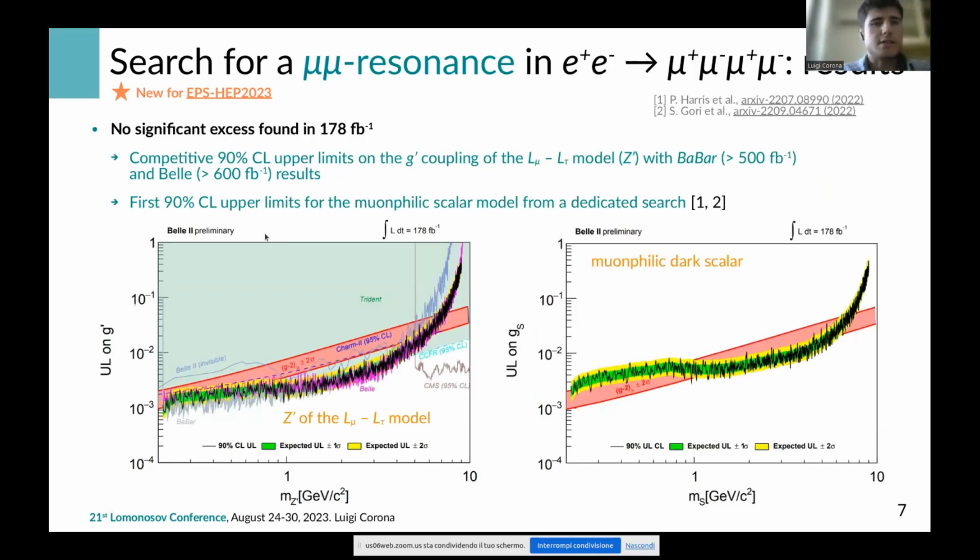Also in this case, we didn't find any excess in 178 inverse femtobarns of data. Here, the interesting thing is that we obtain competitive upper limits on the Z prime model, which is, as I said, competitive with the BaBar and Belle results that have been obtained with much higher luminosity than the one that we used for this analysis. And then we can also set first upper limits for a muon-philic scalar model, so a scalar that couples to muons, from a dedicated search. These are the first limits for this model, which you can see here on the plot on the right.